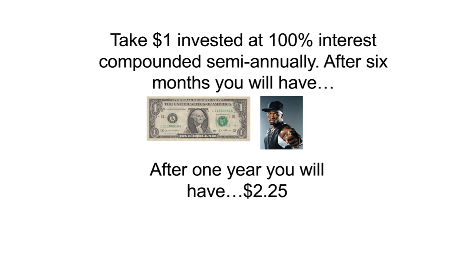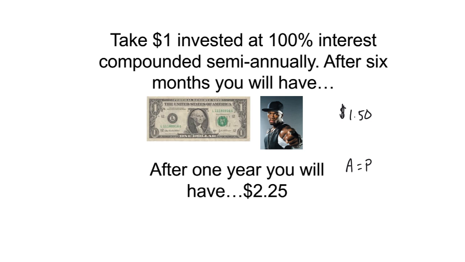However, if you take that dollar and you invest it at 100% interest compounded semi-annually, after 6 months, you will have $1.50. Right? You'll get that 50 cents, that half of the 100% interest that you've earned halfway through the term. And then that $1.50 will grow for another 6 months at 100% interest, and it'll grow to $2.25. You can confirm this with our formula.